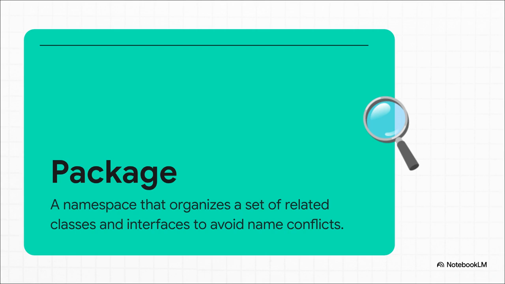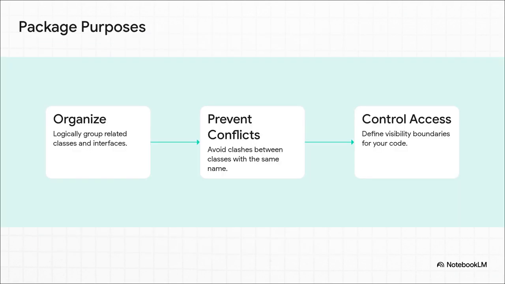Think of it like the unique street address for your mansion. It tells the entire Java world exactly where your house class lives, so it doesn't get mixed up with some other house class in a completely different neighborhood. Okay, so why should you even bother with packages? What's the point? Well, they do three really critical things for us.